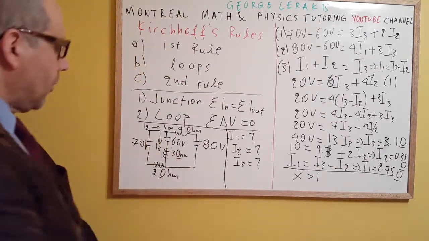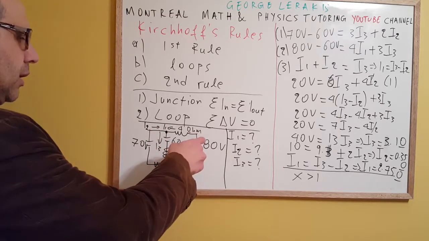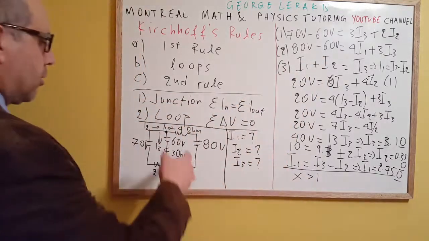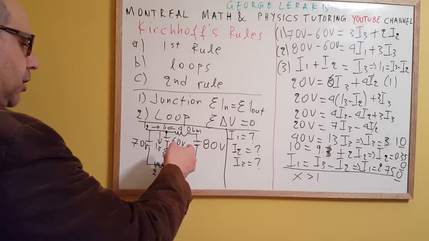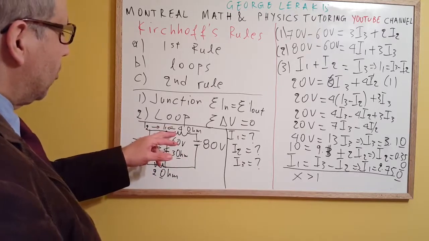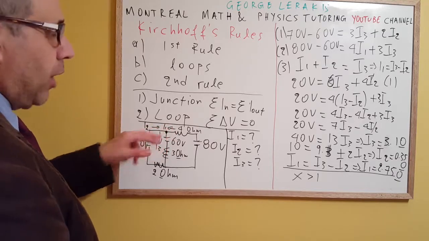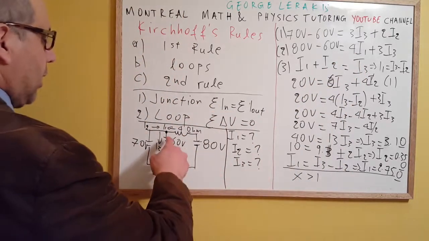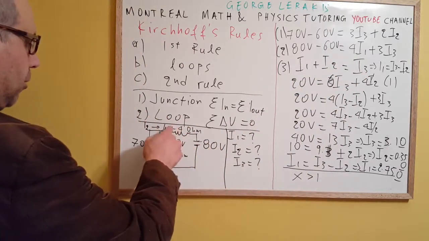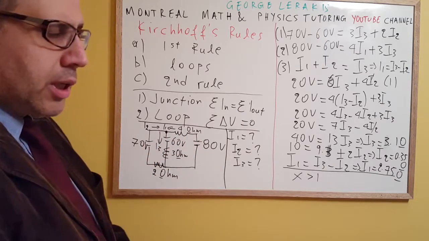So that's the first equation. Now I go to the second loop. With the same logic, this here is 80, this is 60, so I take 80 minus 60. That means now the direction of the loop is like this, so this will be equal to 4I1 plus 3I3, because both of these go with the direction of the loop.